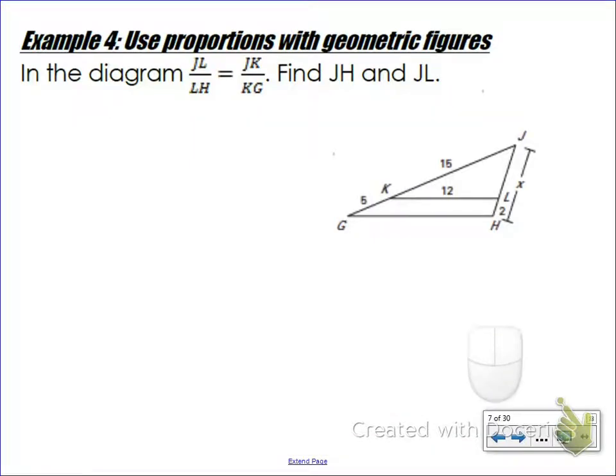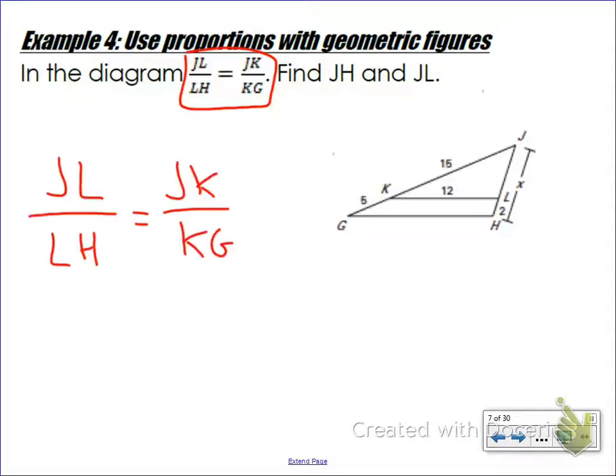In example 4, we're given a group of sides that are proportionate to each other. We have JL over LH equals JK over KG. So this is a proportionality statement. It tells me how these things are related to each other. And JL, LH, JK, and KG all represent line segments in the triangle that I have over here at the right. What we're going to do is take this statement of proportionality, and we're going to substitute the number values to find the missing side.